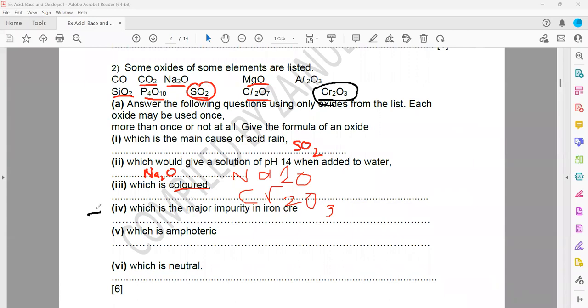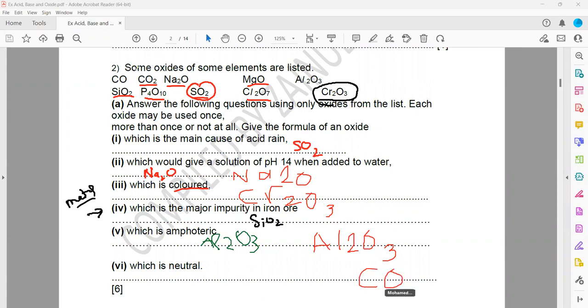Which is a major impurity in iron ore, that we will discuss in the topic metals, but the answer is silicon oxide. So the answer for this one is silicon oxide. Which is amphoteric? As I mentioned, remember the three examples of amphoteric oxides: aluminium, zinc, and lead. And which one is a neutral oxide? The only one example which you have to remember is carbon monoxide. So carbon monoxide is a neutral oxide.